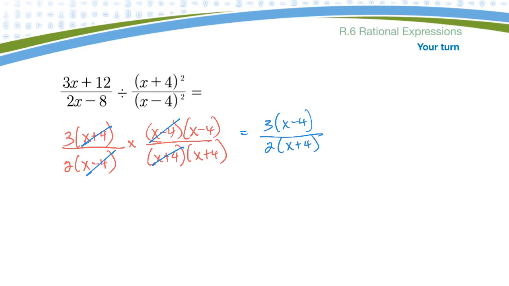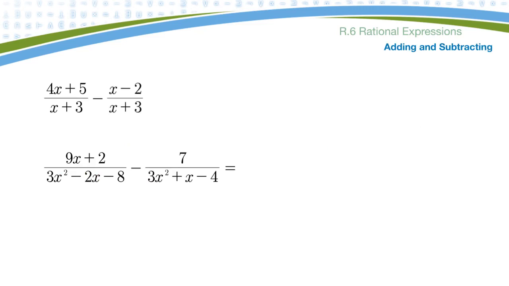Now you could leave it like that, or if you wanted to multiply it out, 3x minus 12 and 2x plus 8, you could do that too. This is probably a more simplified answer, but either of those I would give to you on a test.